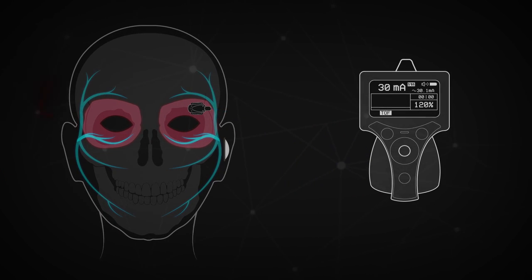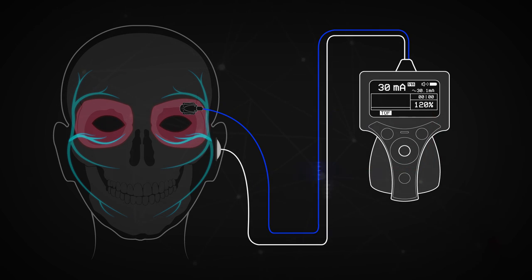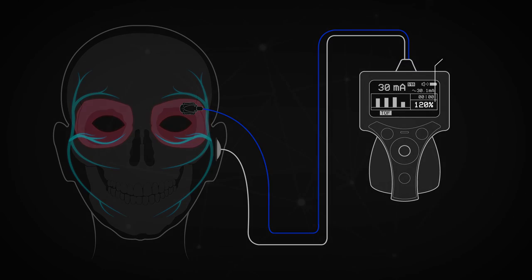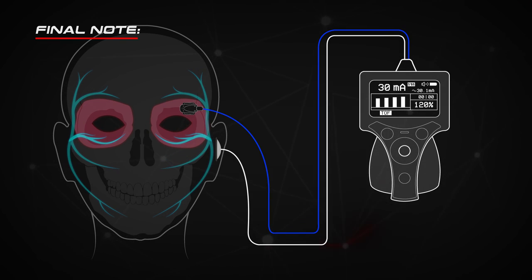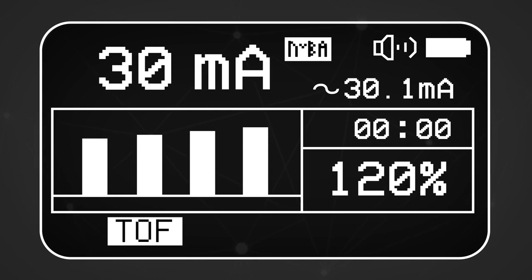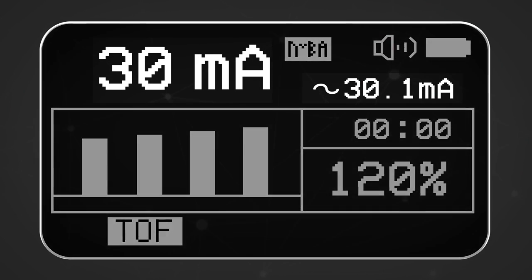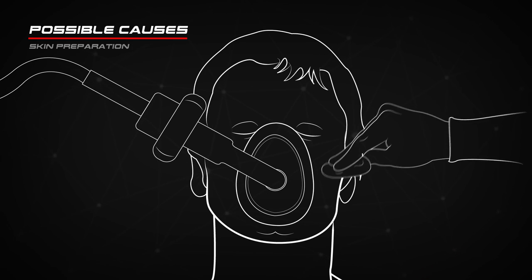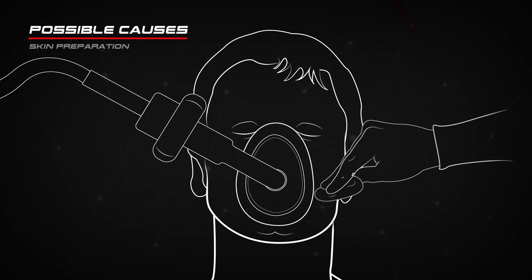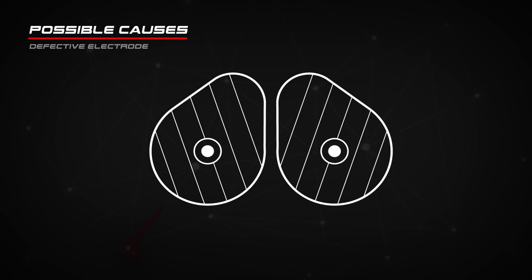Once the setup is complete, a train-of-four test can be done in order to observe the patient's muscle contractions. The TOF ratio should be well above 100%. Please note, it's important to verify that the current setting is roughly the same as the current delivered. If the current delivered is much less than the current setting, there's a problem with the electrode-skin interface. Possible causes include a need for skin preparation or a defective electrode.